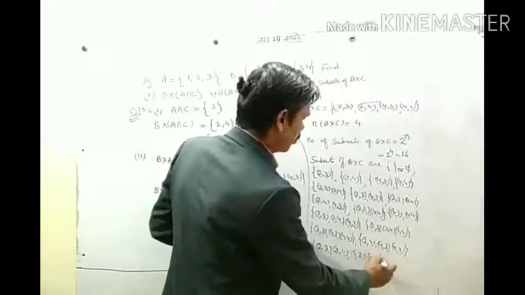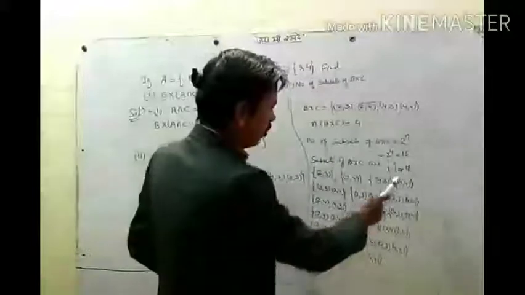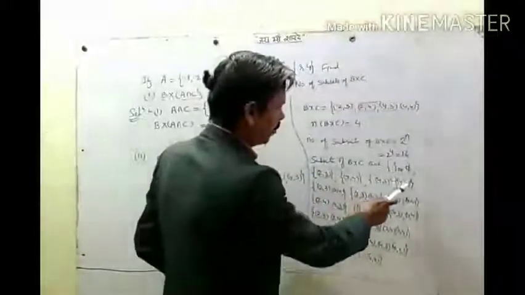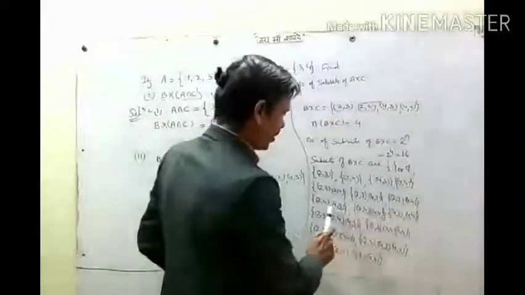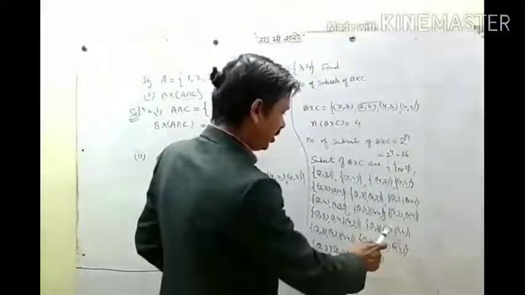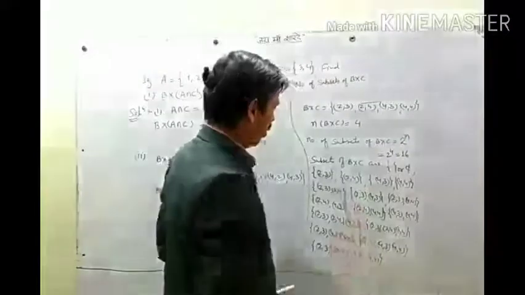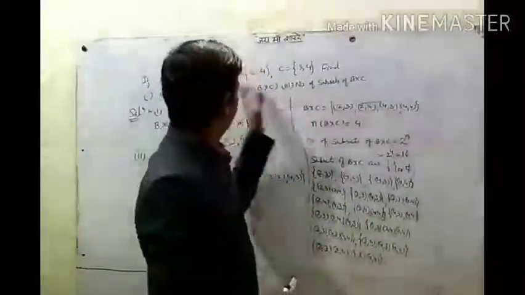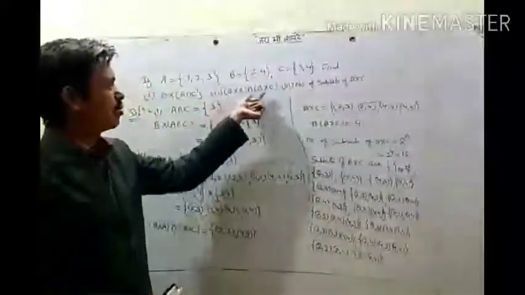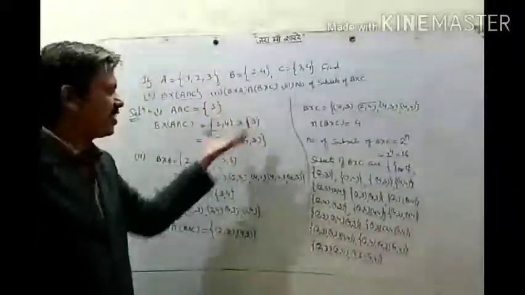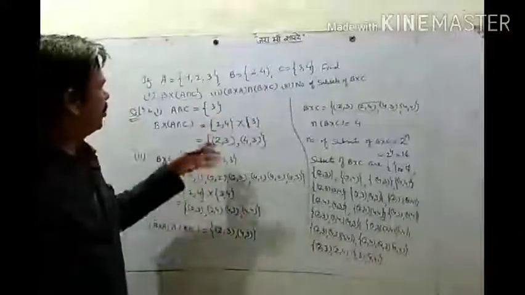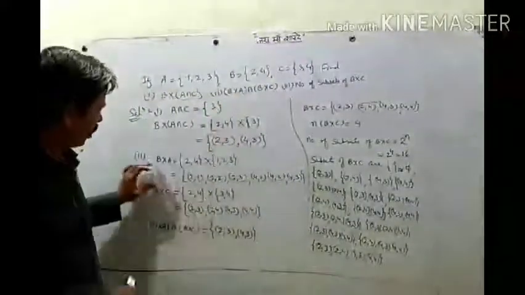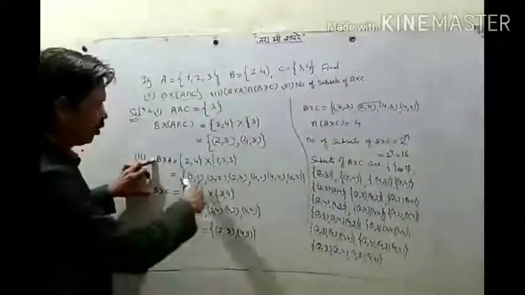All elements came together. Now if we count them, 1, 2, 3, 4, 5, 6, 7, 8, 9, 10, 11, 12, 13, 14, 15, 16. So 16 subsets we got like this. So if some sets are given, we can find the Cartesian product, we can find the intersection also, union also. If we find union of B cross A and B cross C, its union. So all elements will come.